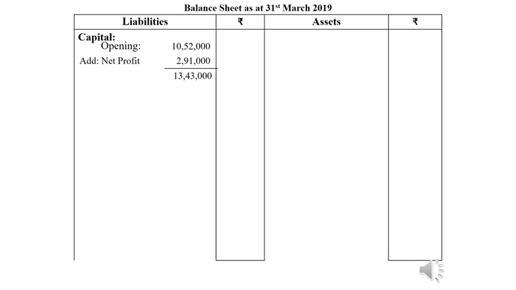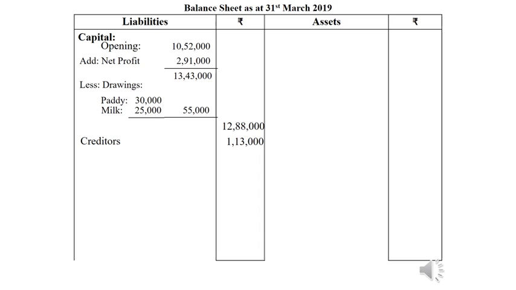From this we have to deduct drawings. Drawings, two items are there, paddy and milk. So 55,000 has to be deducted to find out capital at the end. Closing capital 12,88,000. Okay. Next record creditors 1,13,000 as given in the problem itself.